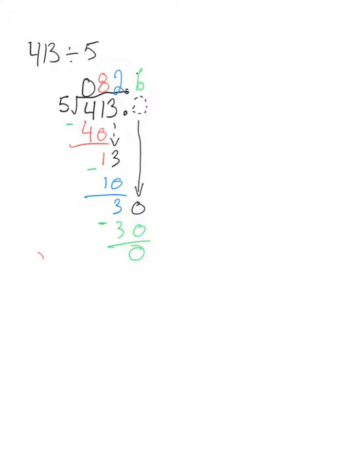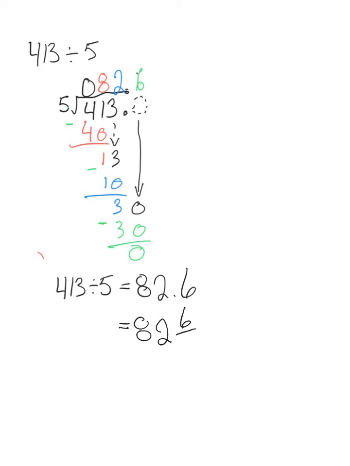So therefore, 413 divided by 5 would equal 82.6, which will equal 82 and 6/10.